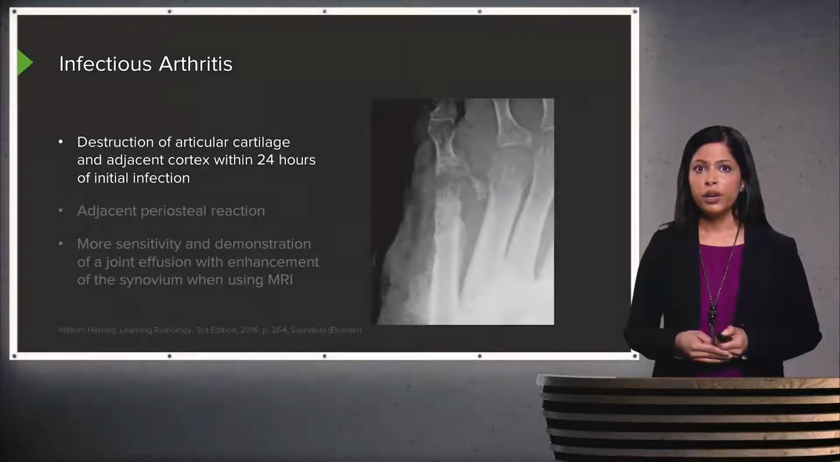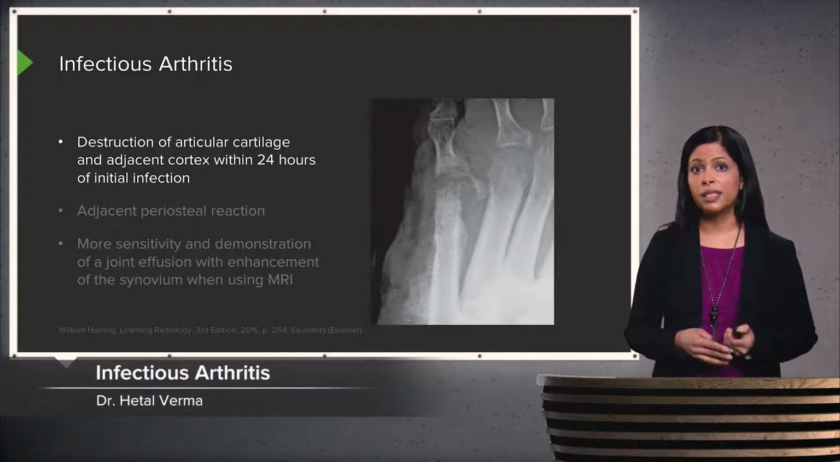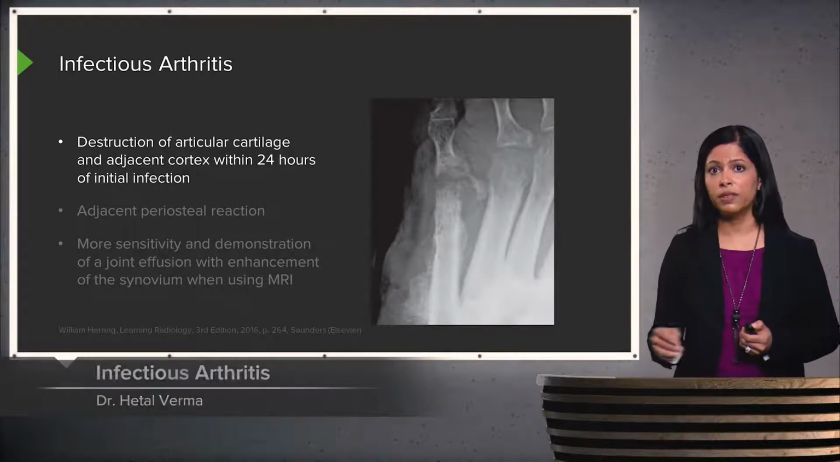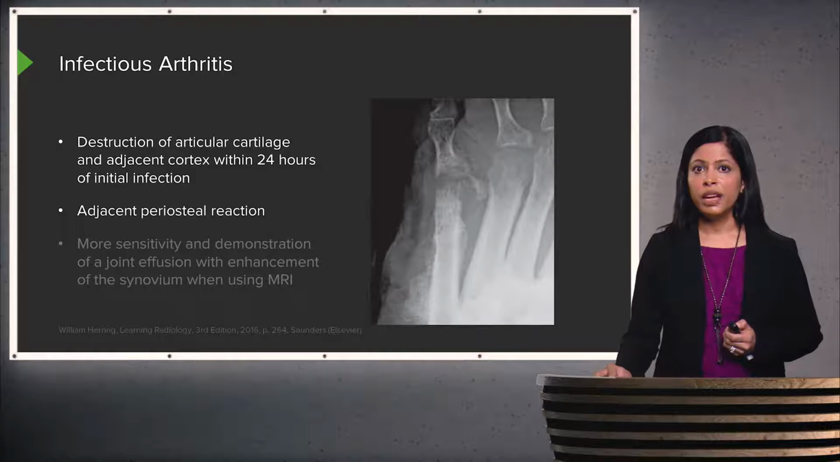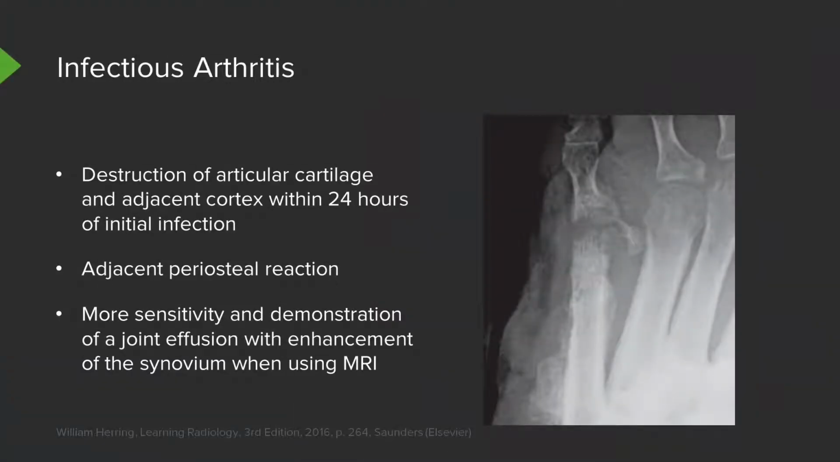So in an infectious arthritis, you have destruction of the articular cartilage and the adjacent cortex, and this can happen within 24 hours of initial infection. You can have adjacent periosteal reaction, and you actually have more sensitivity and demonstration of a joint effusion when you're using an MRI. So it's actually hard to see some of these findings radiographically. On an MRI, you can also see enhancement of the synovium, which is very helpful when diagnosing an infectious arthritis.